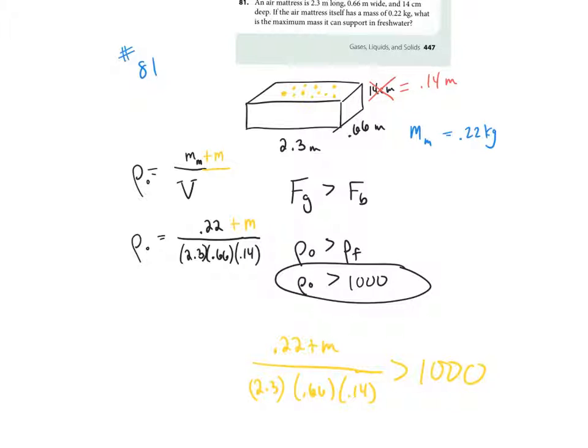Get a number for this right here. Multiply it up by 1,000. Subtract the 0.22. And you'll get an answer that says mass must be greater than some number. And that's what we're looking for. We're looking for the threshold limit, finding the mass that causes this object to sink. Okay? When it can no longer support it. What is the maximum mass it could support, which means when it actually sinks.